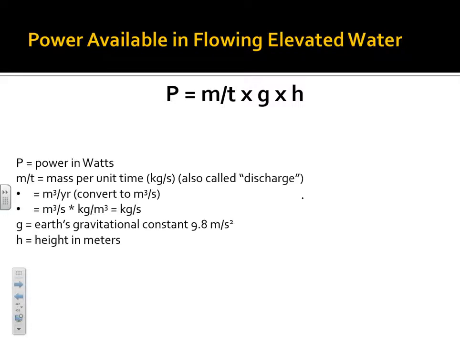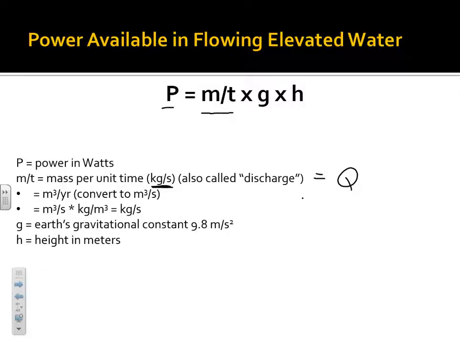So here's our basic equation. P is power in watts, nothing controversial there. And then this is just mass per unit time, so kilograms per second is going to be our SI unit. This is also called discharge, which is symbolized as Q. So the SI unit is kilograms per second.